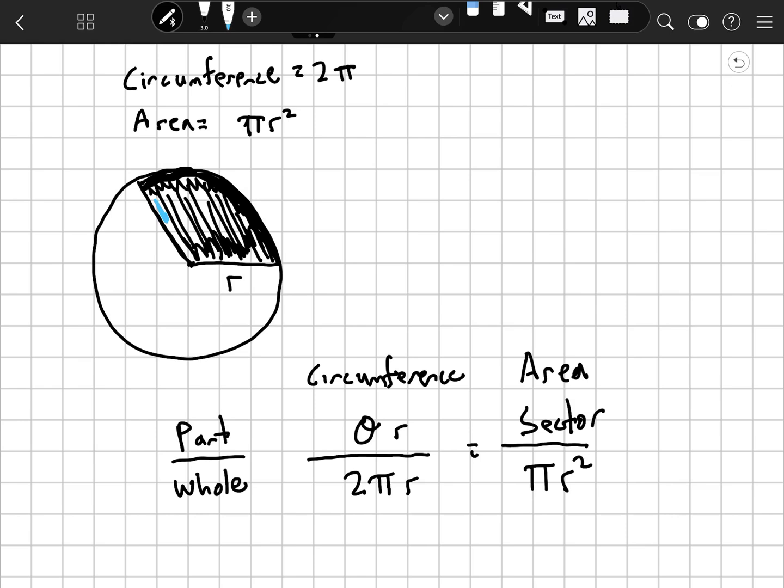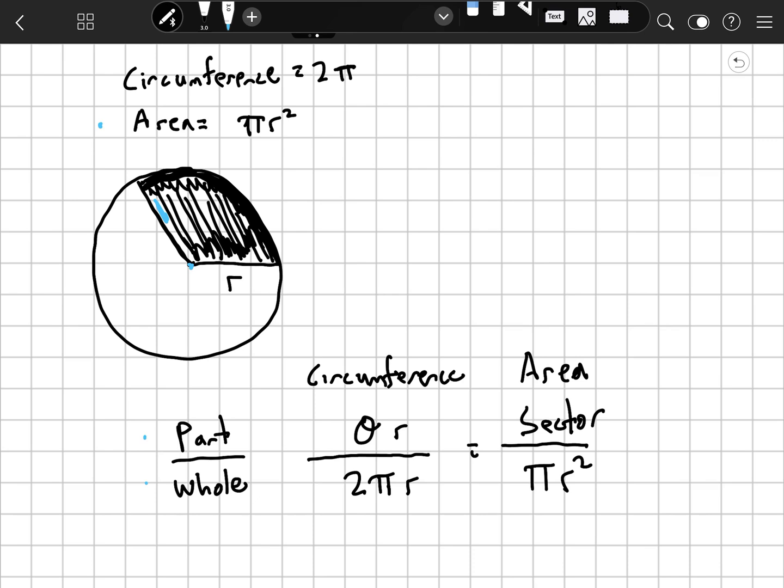sector area. So a sector is a filled in portion of the circle. It starts at the center and it has two rays going outward, and then you just fill in there. So let's think about the whole area. The whole area is pi r squared. And we're going to set up a bit of a ratio here. I've got it set up down here. We've got part over whole.